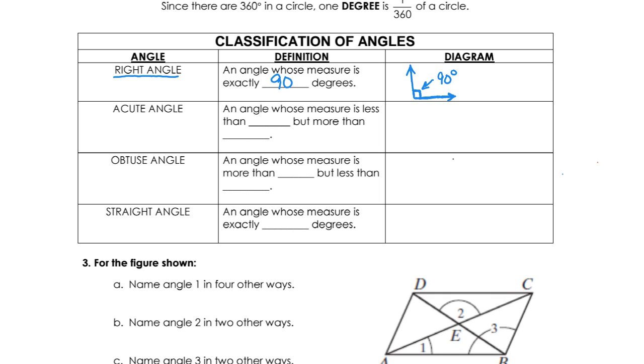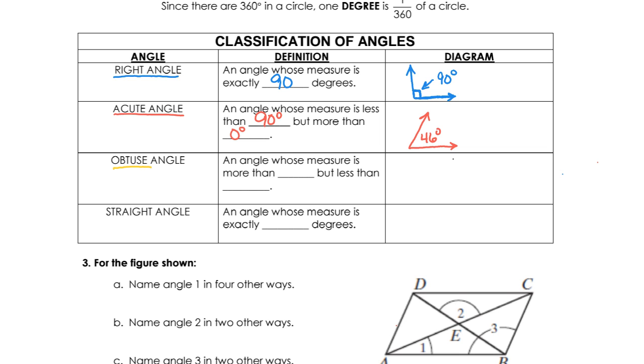Next angle up is an acute angle, and it's an angle whose measure is less than 90 degrees, but more than 0 degrees. So if we take that 90-degree angle and we close it a little bit, we get an acute angle. A good measure maybe like 46 degrees. Okay, would be a good example.